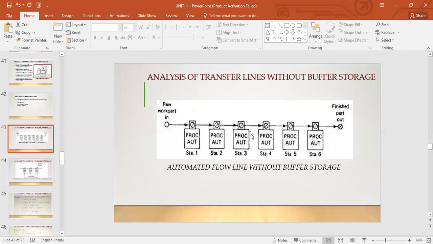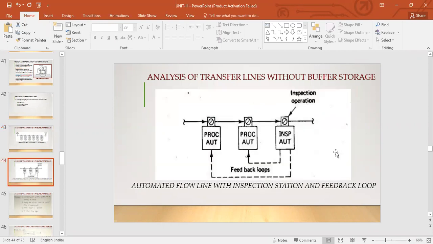Okay, if you have a buffer storage in between, what is the terminology and what are the problems, and how we can increase the efficiency of this automated flow line, etc. Okay, this is your another transfer line without buffer storage. You have an inspection station here at the end. So basically I just wanted to say that you have these feedback loops, these inspection stations, as I told you, right? Inspection stations could also be incorporated in between.